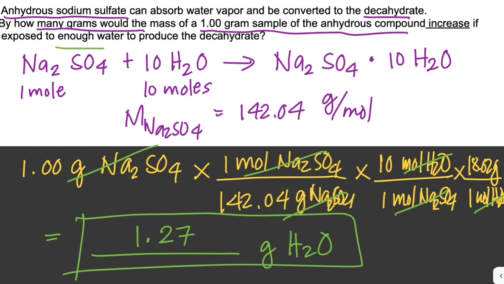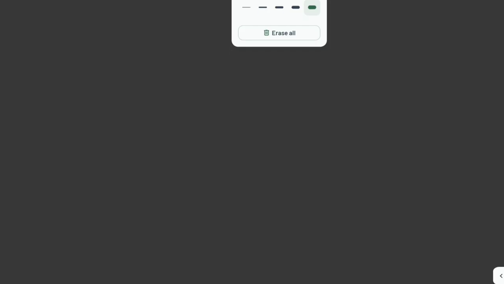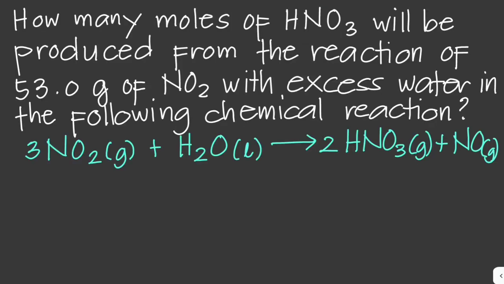Alright, let's solve another problem. Alright, solve this problem here. How many moles of nitric acid will be produced from the reaction of 53 grams of nitrogen dioxide with excess water in the following chemical reaction?